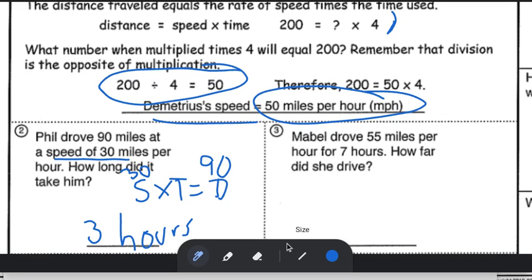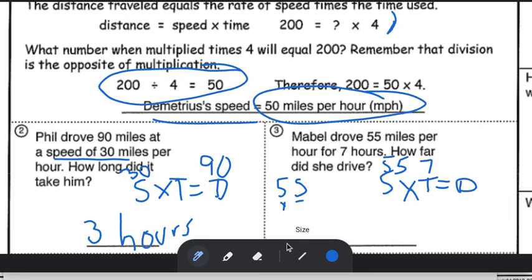All right, you should have already done number 3. It says Mabel drove 55 miles per hour for 7 hours. How far did she drive? This is a speed, time, and distance problem, so we put Stinky Tim Died. What do we know? Do we know the speed? 55 miles per hour. That's a speed, so we put 55 for the speed right there. And then we're multiplying that times the time. Do we know the time? 7 hours. So you put a 7 right there. Did you do 55 times 7 equals your distance? And then we have to actually calculate that.